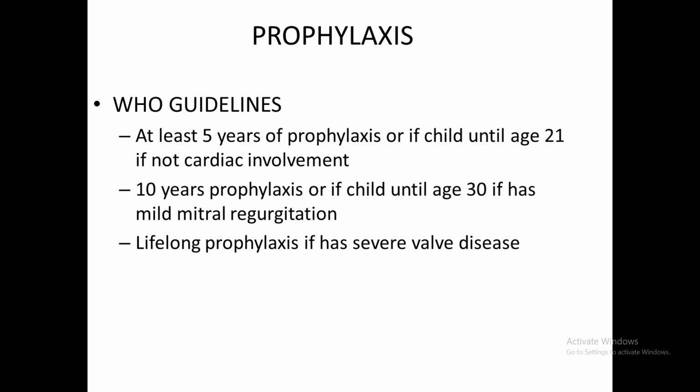If there is severe heart disease, there will be lifelong prophylaxis. For example, severe mitral valve disease, or mitral valve disease associated with aortic valve disease, or mitral valve disease associated with tricuspid or pulmonary valve disease, or if there is evidence of pulmonary hypertension in this patient. In all these conditions, you have to give prophylaxis for the whole life.